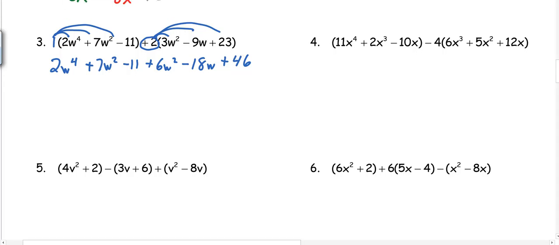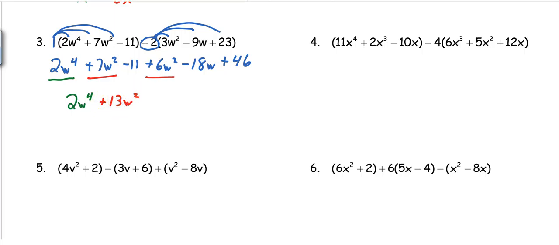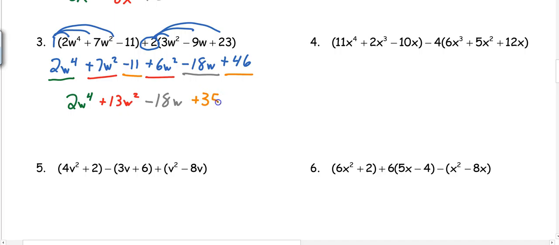So when I look at this problem, the highest exponent I have is 2w to the fourth. I don't have anything else that has a w to the fourth, so 2w to the fourth is my first term. The next highest exponent I see is a w squared. So I have 7w squared plus 6w squared, which gets me 13w squared. The next highest exponent I see is minus 18w, which has no other like term, so it remains as negative 18w. And the last term I have is negative 11 plus 46, which gets us plus 35.